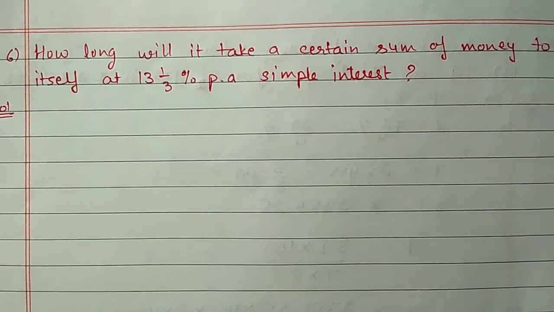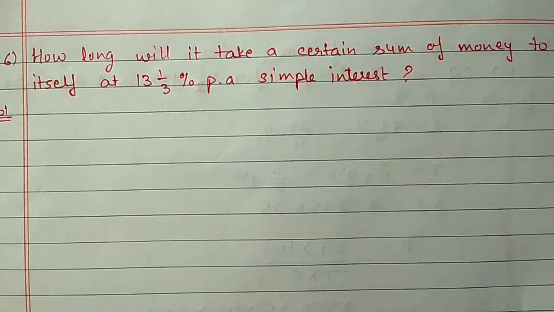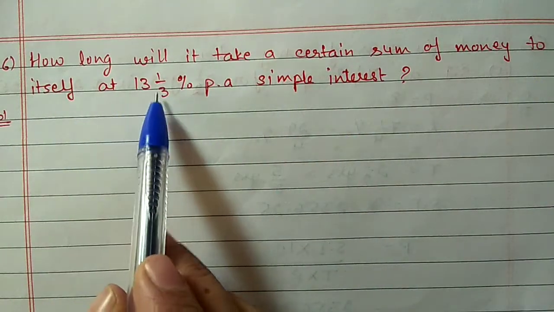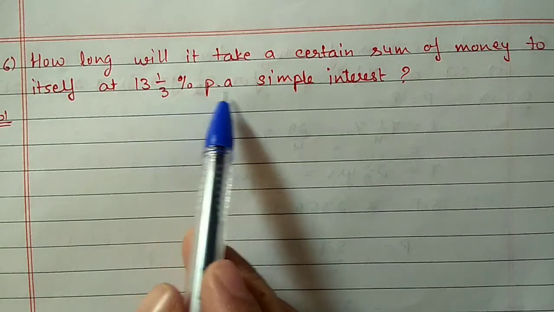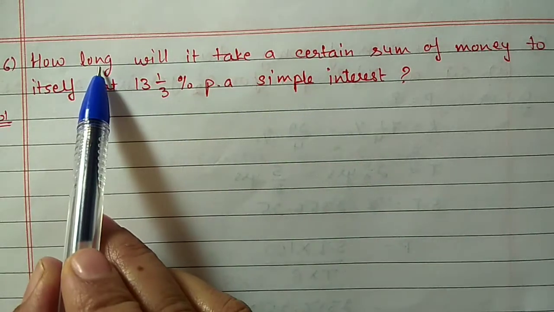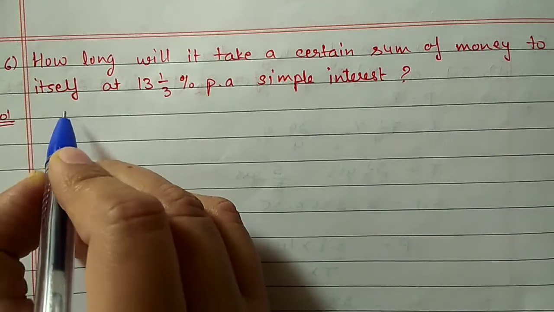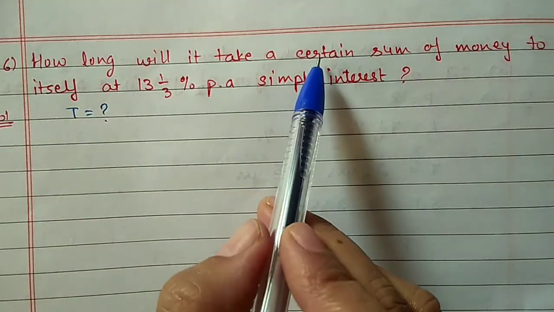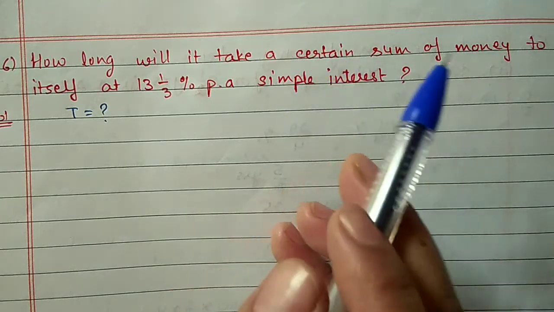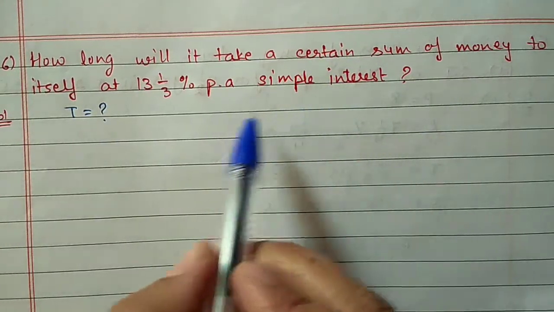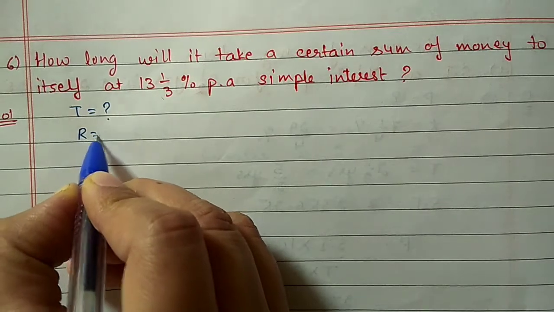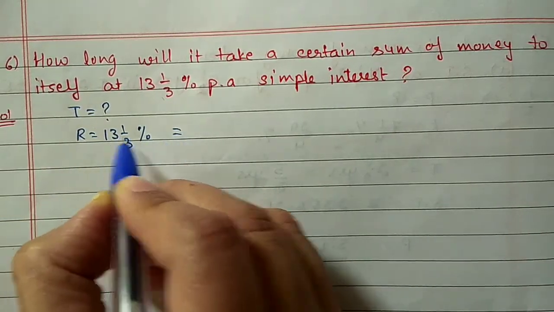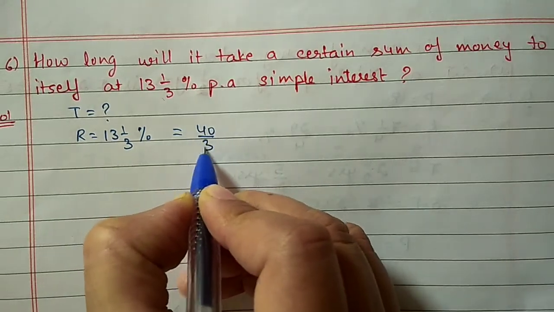Next question number 6. How long will it take a certain sum of money to triple itself at 13 whole number 1 by 3 per annum simple interest? So how long? It means we have to find out the time. And the amount of principal is not given, even the amount is not given, simple interest is also not given, and rate of interest is given here 13 whole number 1 by 3%, which we can write as 40 by 3%.